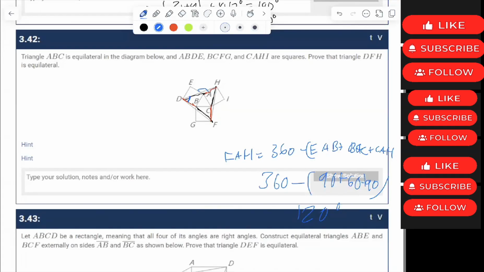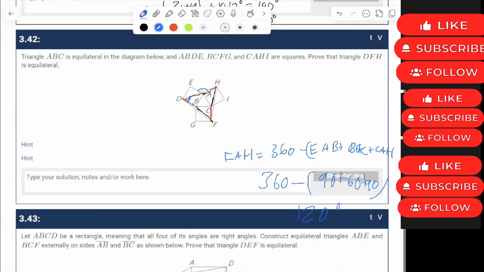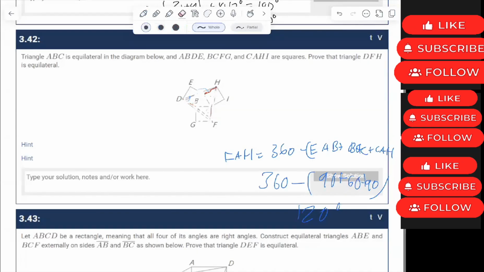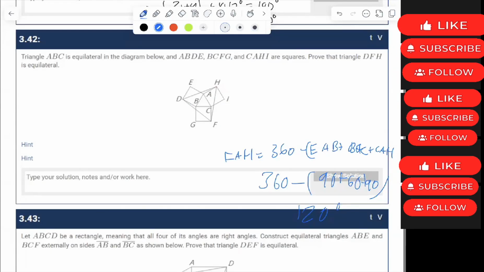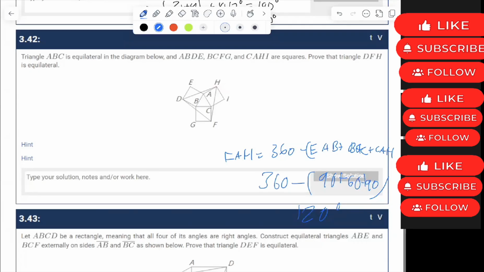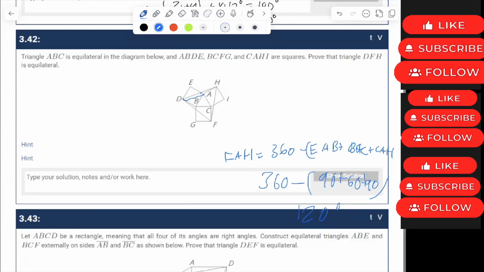Now, DAE is equal to 45 degrees. How come? Because this is literally a bisection. Right? This is literally a bisection. Let me clear up this picture. DAE is 45 degrees because this bisects the angle in half, alright?